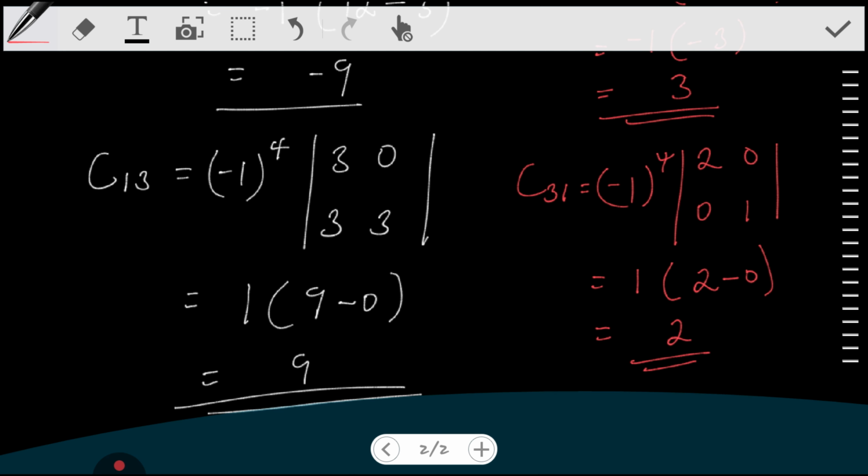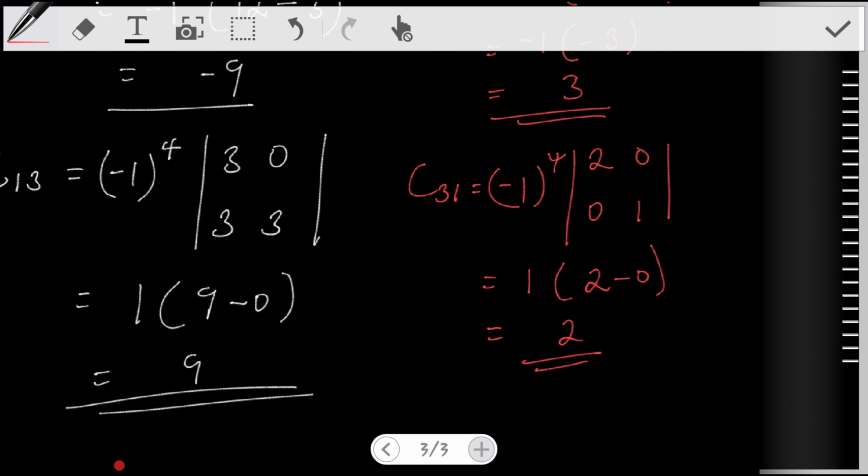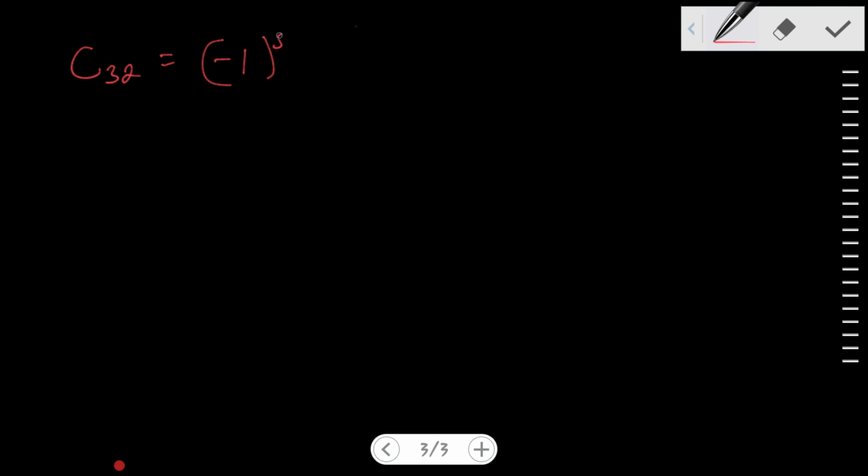Now let's go to cofactor C32. Remember, we are comparing, right? Let's do it from here. C32 will be equal to negative 1 to power 5.